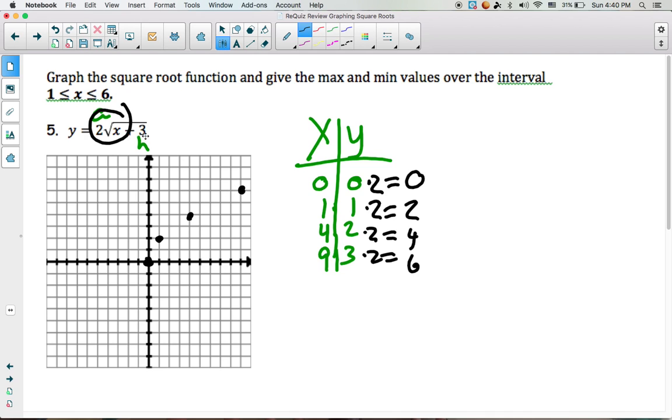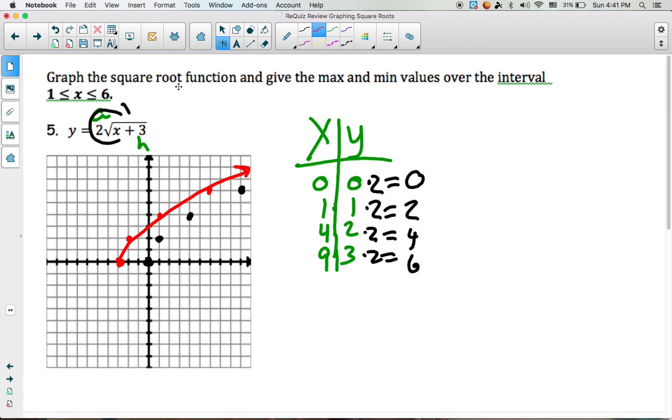And then there's this h value inside, which is a plus 3. So you see plus 3 and you think, oh, it's going to go to the right 3, but h is a liar. It's going to go the opposite direction. It's going to go left 3. So I take each of these points and move them left 3. So there's our graph.